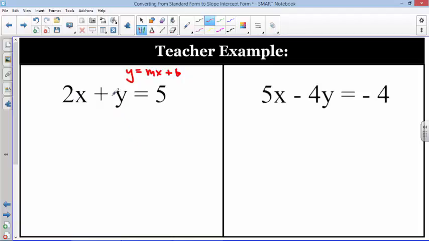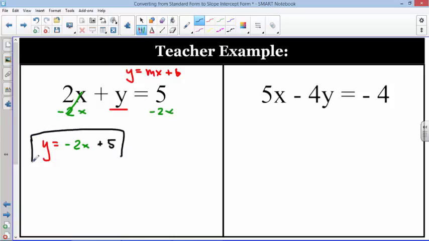So here we see 2x plus y equals 5. We can keep y to the left side, so we can drop that down, and then we have our equal sign come down. We're going to move this 2x out of the way by subtracting 2x from both sides. These cancel out. Here I want it in slope times my x plus b, so I'm going to put this negative 2x first, and then I have a positive 5. And that's it. This one would be finished. We are now in slope-intercept form.